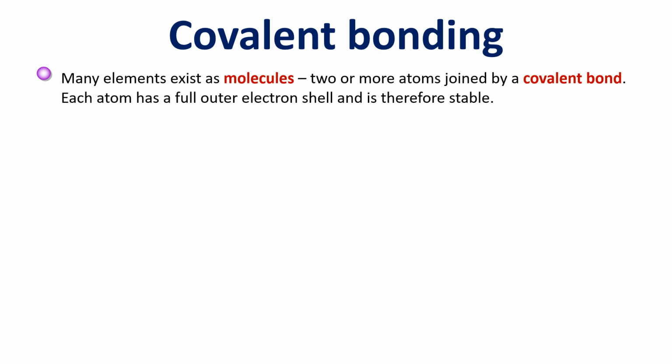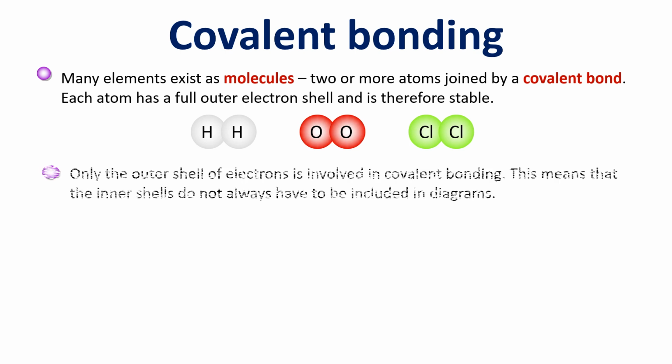Many elements exist as molecules, 2 or more atoms joined by a covalent bond. Each atom has a full electron shell and is therefore stable. Hydrogen, oxygen and chlorine are like that, as are nitrogen and all of group 7. Only the outer shell of electrons is involved in covalent bonding. This means that the inner shells do not always have to be included in diagrams.